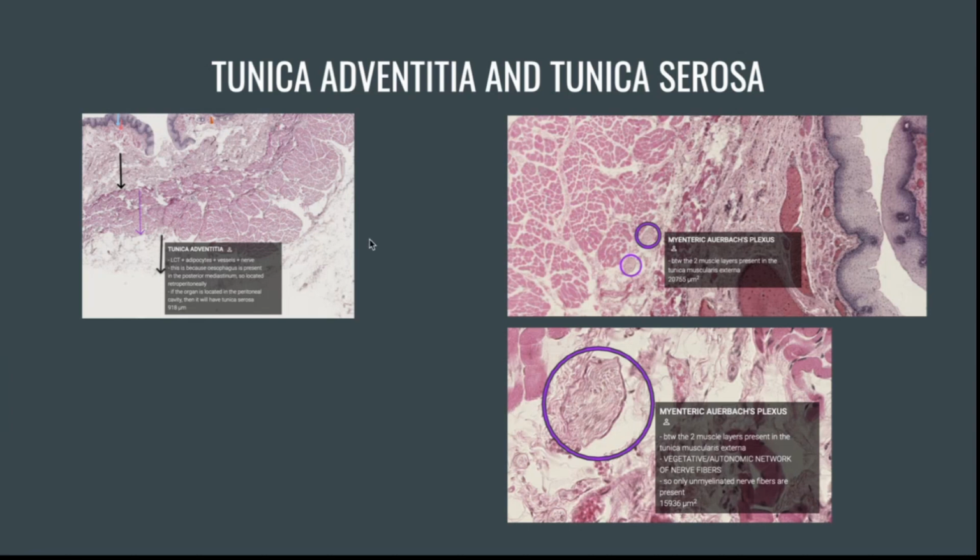And then it is important to remember that between the muscle layers of the esophagus, there's a chance that you might see these nerve bundle structures. These are called the myenteric Auerbach plexus. Now, what do they represent? These represent a vegetative autonomic network of nerve fibers. I know that may sound confusing, but it is just that these are made up of unmyelinated nerve fibers. That's it. It is a network of unmyelinated nerve fibers.